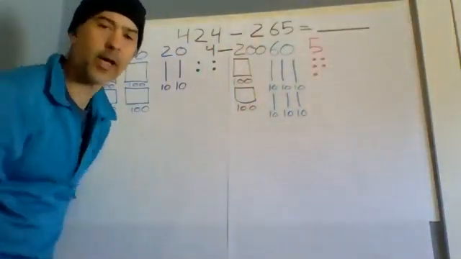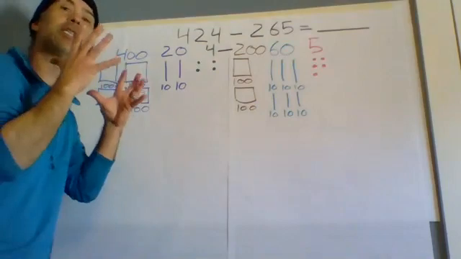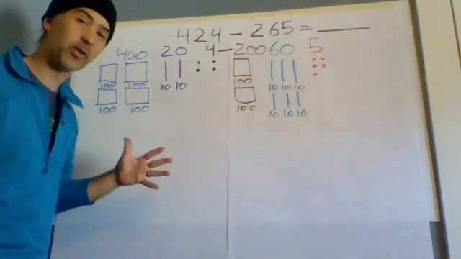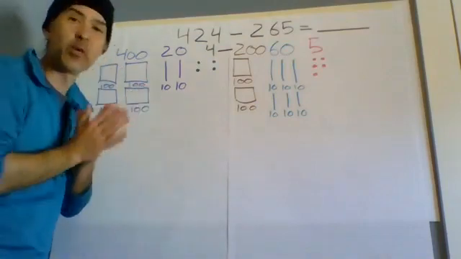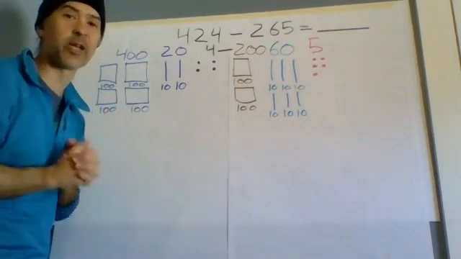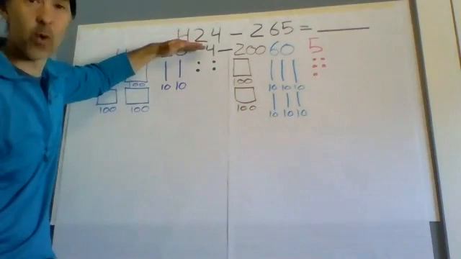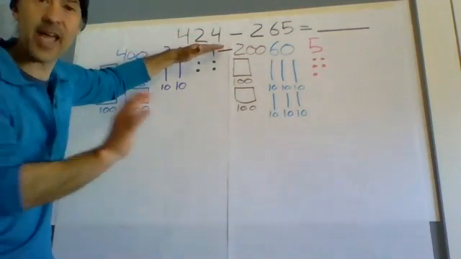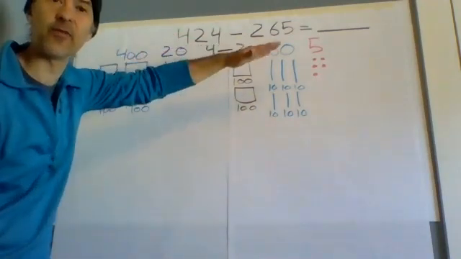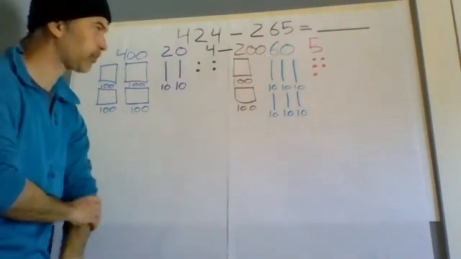Hi learners. Okay, today we are going to do subtraction within 1,000, and we're going to be using the strategy of regrouping. Okay, so we're going to be solving 424 take away 265 equals something.